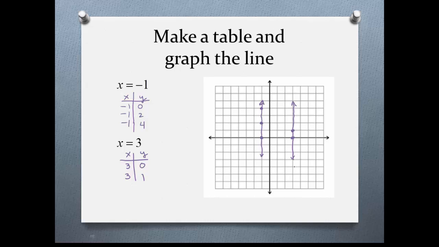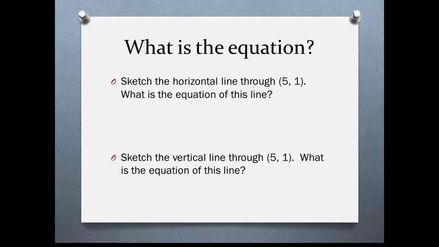It's a little wiggly on my tablet here, but the idea is it's vertical. So if it says x equals, you get a vertical line. If it says y equals, you get a horizontal line. So let's take a look at this question. Sketch the horizontal line through 5, 1, and then what's the equation of the line?